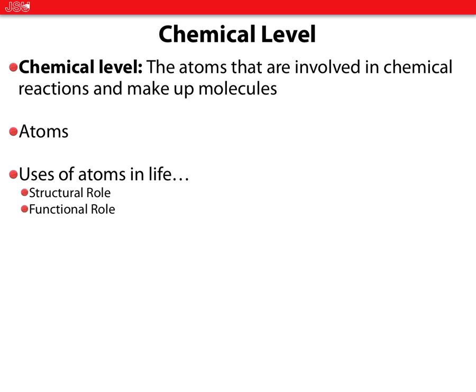I can move atoms around to do stuff, right? If I want a muscle to work, I can move calcium atoms into a muscle cell and get a contraction. If I want muscle to relax, I can pull those calcium ions out. When I come to the neurotransmitters, I can take sodium and potassium and do a little movement of those atoms and get a signal from one end of the axon to the other. So the movement of atoms also is important in life.